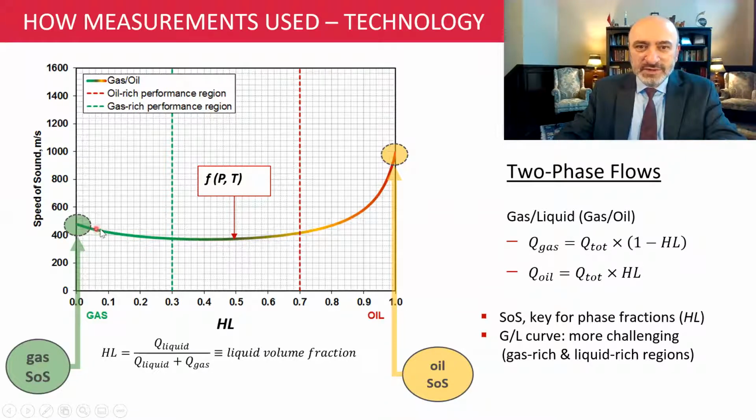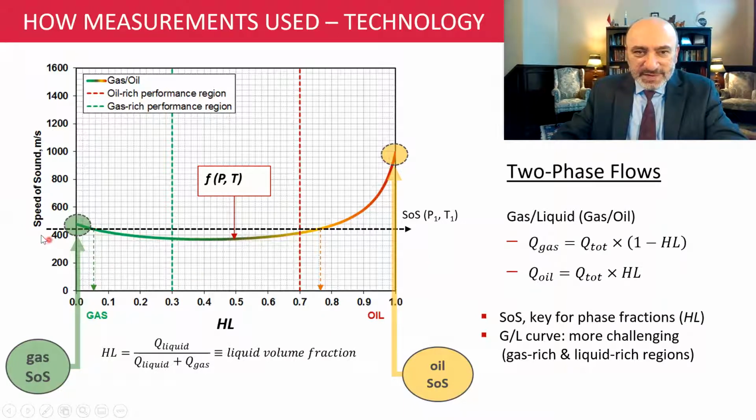However, the reason for this challenging shape is the gas phase. So why is it challenging? It is challenging because for some speed of sound measurements, we may end up with two solutions rather than one, as in the liquid case. So let's present an example.